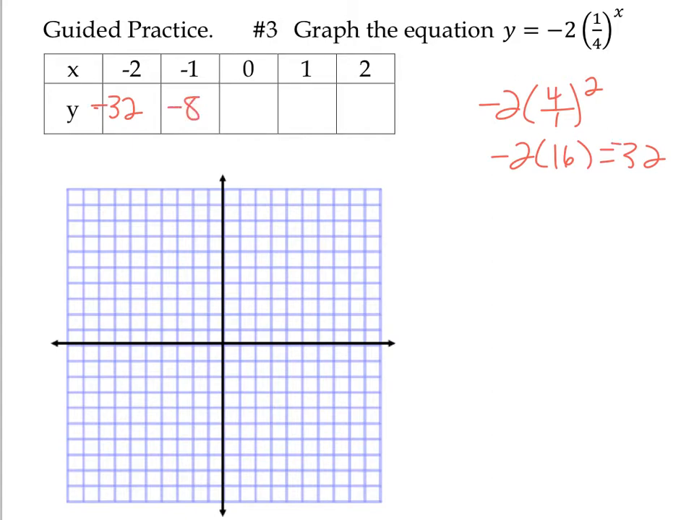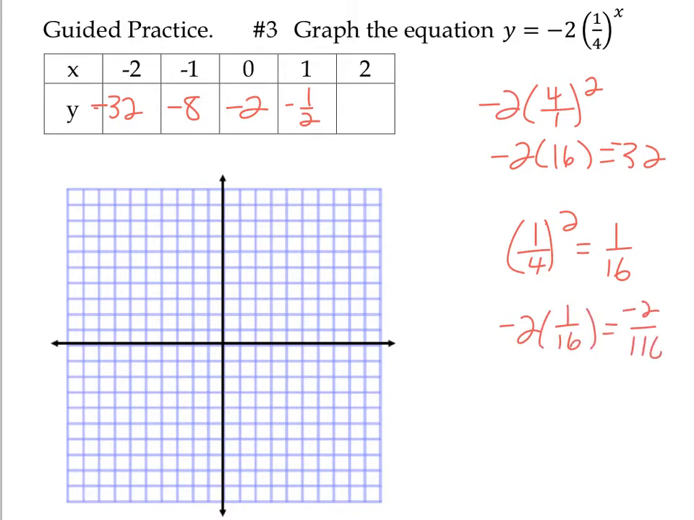-8. I put a 0 in for x: -2 times 1, because 1/4 to the 0 is 1, is -2. And then I put a 1 in for x, so I have -2 times 1/4. That's -2 over 4, which is -1/2 if I reduce it. And I put a 2 in, that's 1/4 squared, which is 1 over 16. So I have -2 times 1 over 16. That's -2 over 16, which is -1/8.